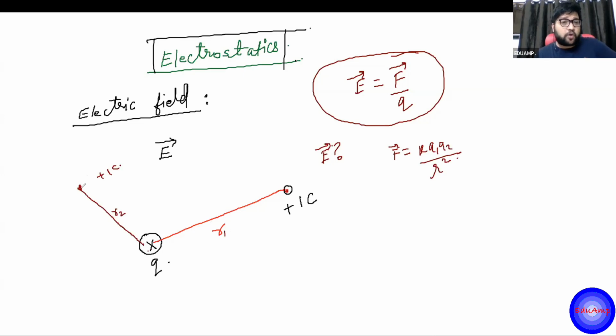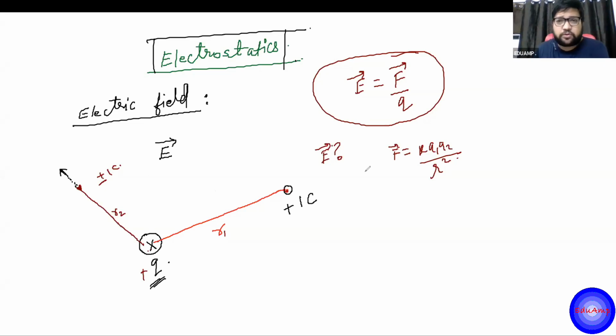Suppose this is a positive charge, and you have to put a positive charge. Keep in mind, at the point where you want to find the electric field, you have to put a unit positive charge. If this charge is positive, it will repel this charge. So the direction of the electric field is this black arrow that I have drawn, along the line connecting the two charges, repelling it in that direction.